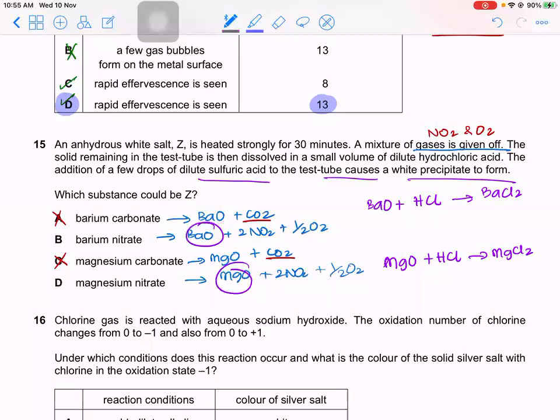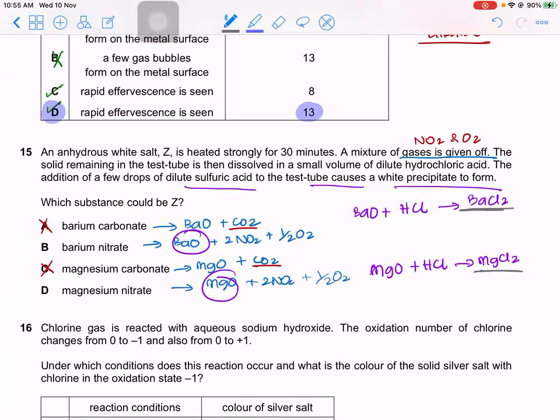The addition of a few drops of sulfuric acid to the test tube causes a white precipitate. So now if you add a few drops of sulfuric acid to this, what will we get? Barium chloride, magnesium chloride, both are soluble. The only chlorides which are insoluble are silver and lead. From what you remember, AgCl is a white precipitate, lead chloride is also a precipitate. So this is soluble. So this will give you barium 2 plus ions, this will give you Mg2 plus ions.